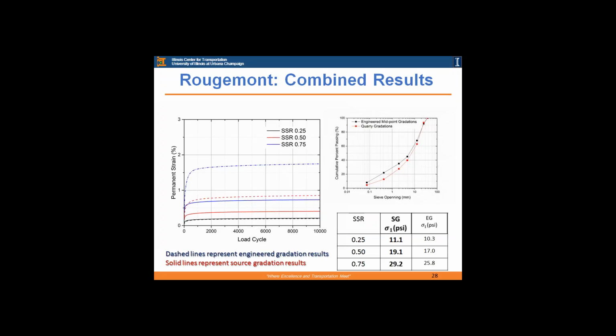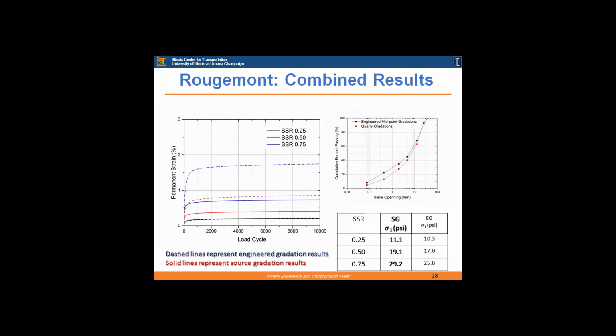And here you can see the applied stress state, or the sigma 1 values for source gradation and engineered gradation, as well as the differences in gradations for each material. So the black line in the gradation curve will indicate the engineered gradation, and the red line is the source or quarry gradations.